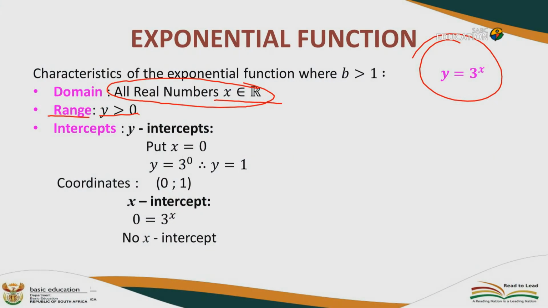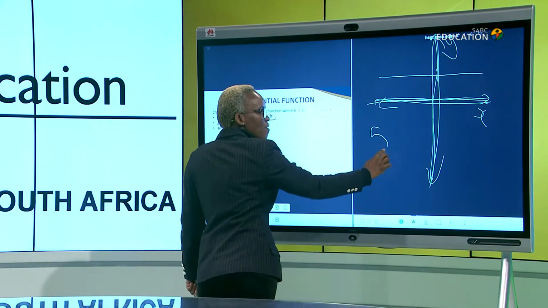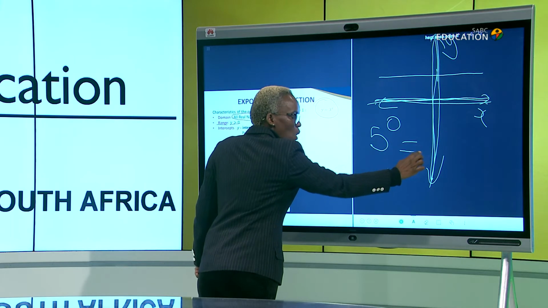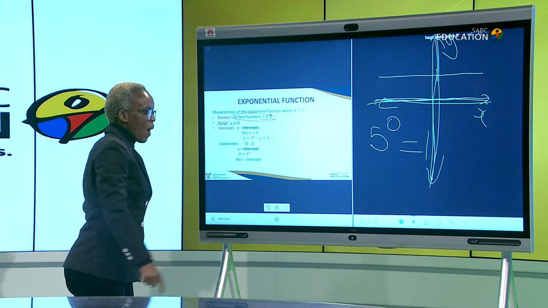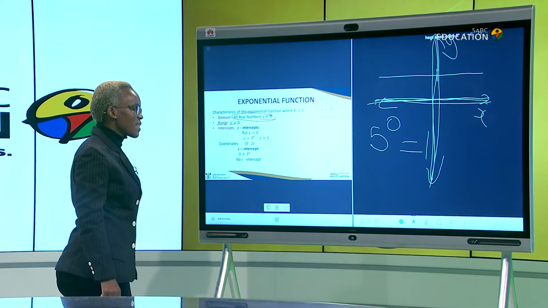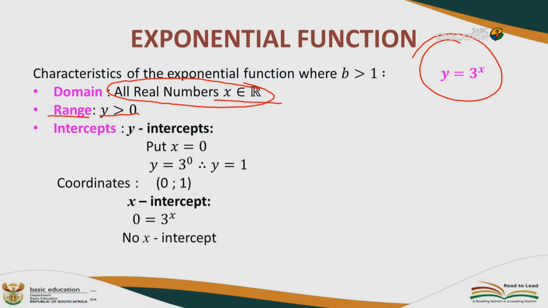Remember, we have a system of axes that has the x and the y. Now, when we're looking for the y-intercept, we put x equals 0. Any number to the exponent of 0 equals 1. Remember your exponential laws: 5 exponent 0 is equal to 1. So any number to the exponent 0 equals 1. So we have y equals 1. Therefore, the coordinates of the y-intercept will be (0; 1), which means our graph will cut the y-axis at (0; 1).